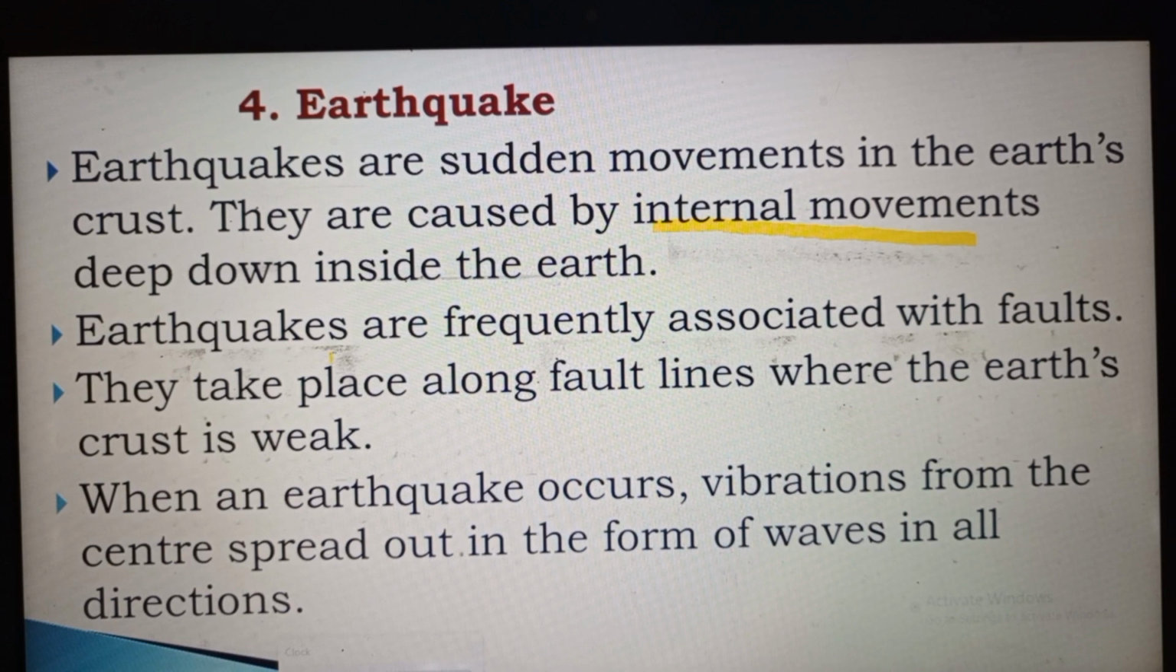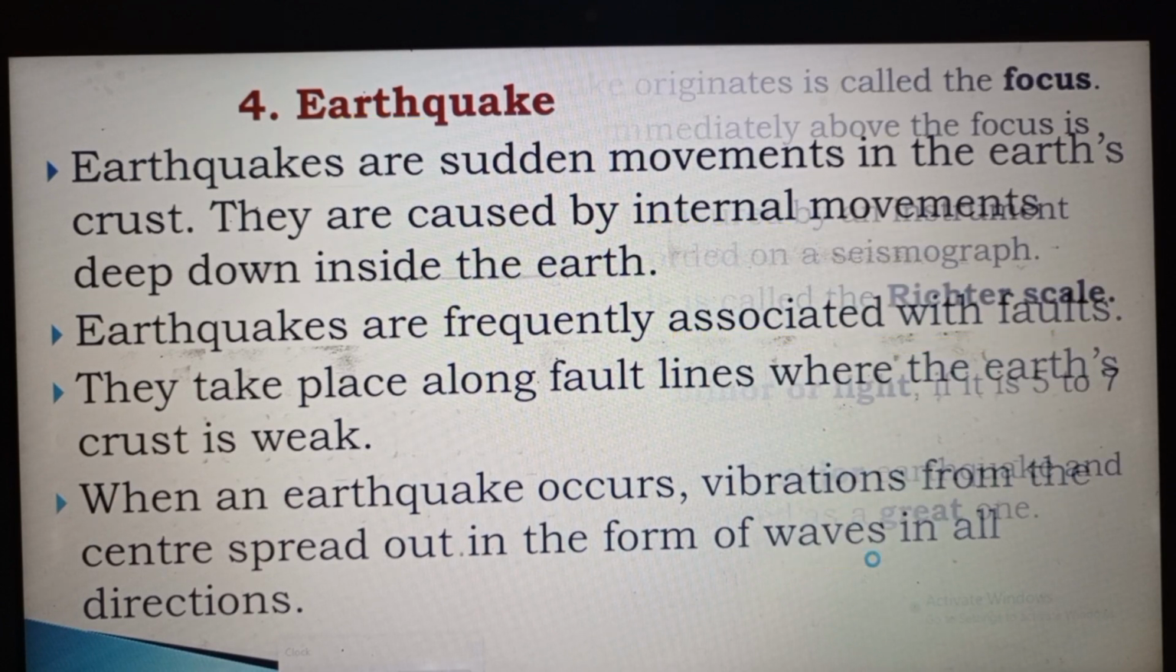Earthquakes are frequently associated with faults. They take place along fault lines where the Earth's crust is weak. Along fault lines the Earth's crust is very weak, therefore the earthquake takes place around the weak crust. When an earthquake occurs, vibrations from the center spread out in the form of waves in all directions.